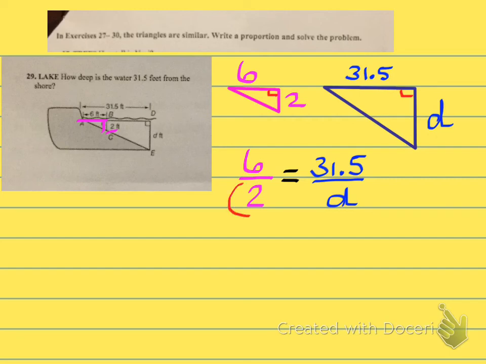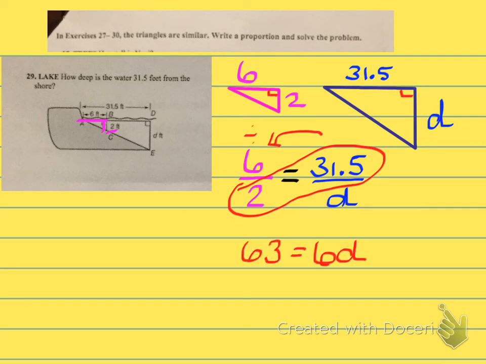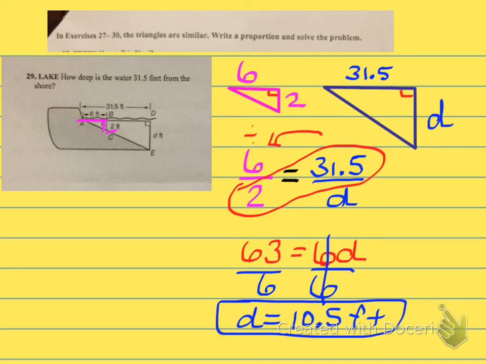Now we're going to loop what we have. So the 2 times 31.5, and then we're going to divide it by the straggler, which is that 6. So you get 63 equals 6D. And now in order to finish solving that problem, you're going to divide each side by 6 because that's what's being done to the D. And now we're going to get 63 divided by 6, which is 10.5. The very end is where you're going to add your units again. So 10.5 feet, and then box that answer.